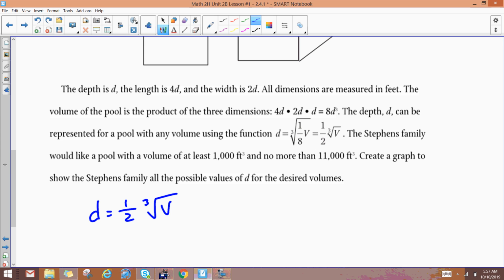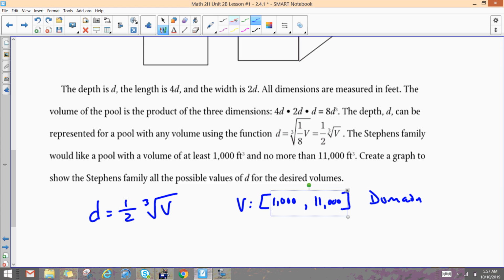And what they're asking for in this equation is they would like a pool with a volume of at least 1,000 and no more than 11,000. So what they're telling us is that the volume can be 1,000 all the way up to 11,000. Since that is where the x would be, this is our domain or our input. They want to know what are all the possible values for d. Well, since d is where y is, that's our output or our range. So that's really all they're asking: what is the range for this?